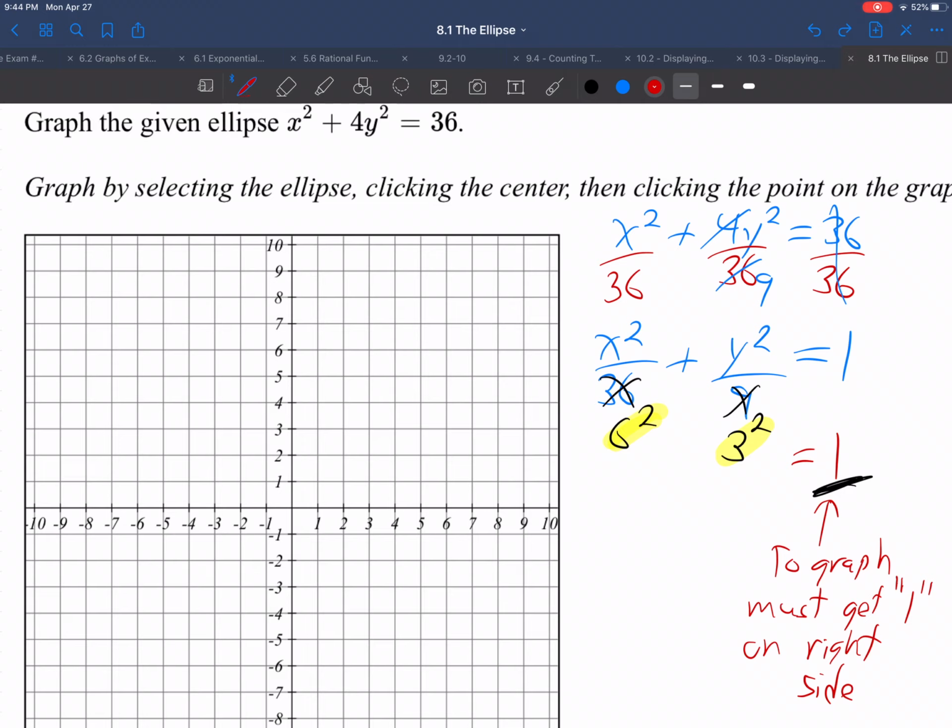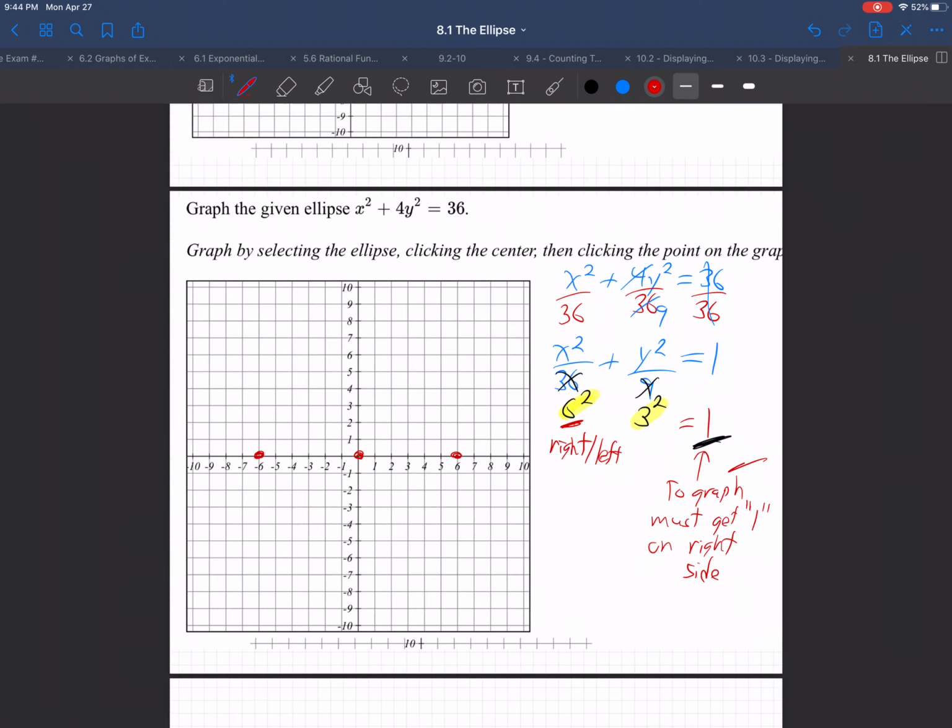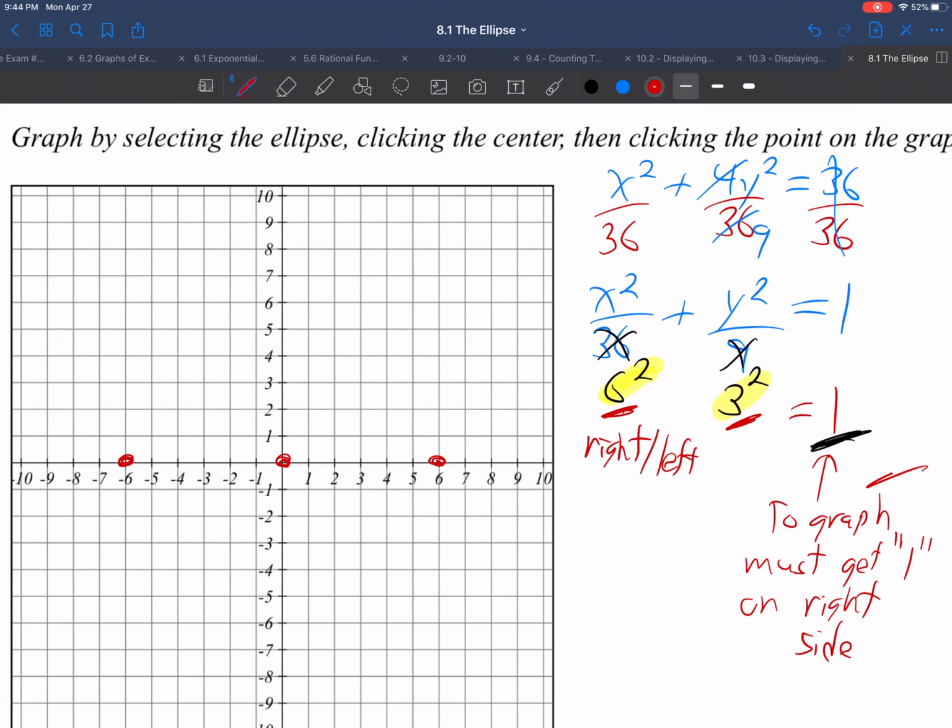On this one, I need to graph it. So whatever's underneath x, 6 squared, that's the right-left amount. So starting from the origin, go right 6 and left 6. And then what is underneath y? That is up, down. So up 3, down 3. And then we connect the dots with an egg shape. I didn't do quite that good, but there we go. There's the graph of that ellipse.